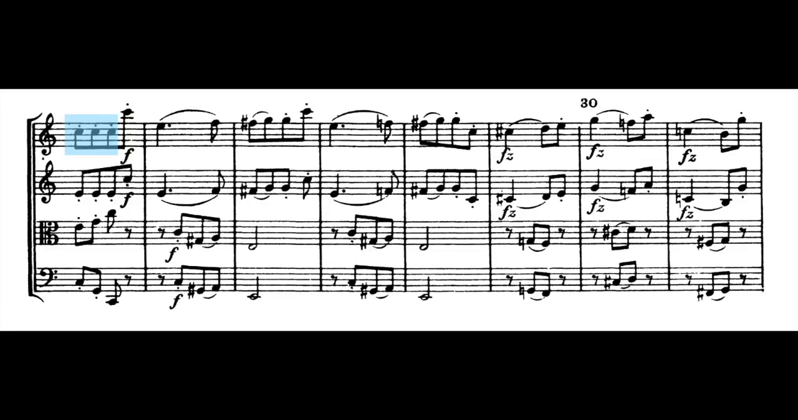This is followed by the only passage of the movement that doesn't stem from the original theme, a transitional section that modulates from the original key of C major to the dominant key of G major, based on this downward leaping motif.